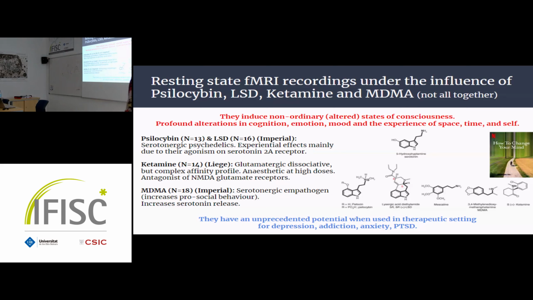Also, if you want more information about the efficacy of these drugs and what studies we have, you can look at this Netflix documentary, also the book of Michael Pollan. So these are the molecules: psilocybin, MDMA, and LSD. They all work in the serotonergic system.